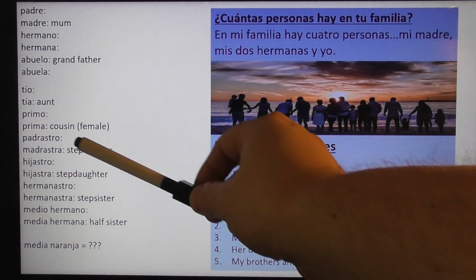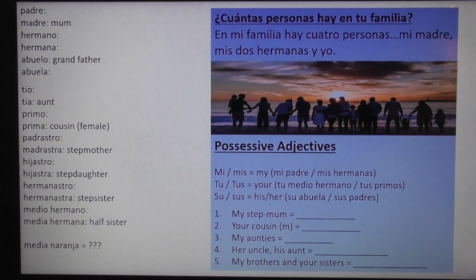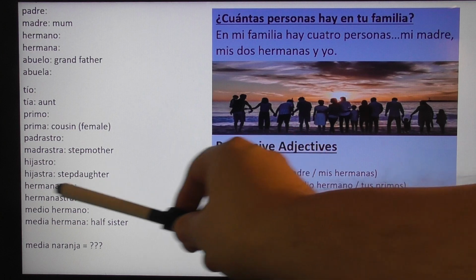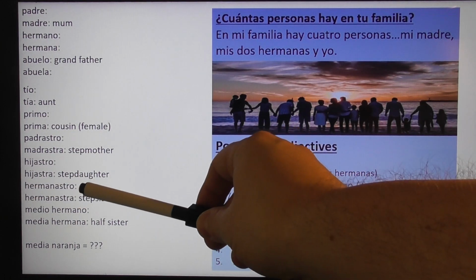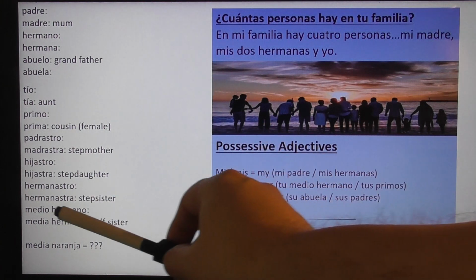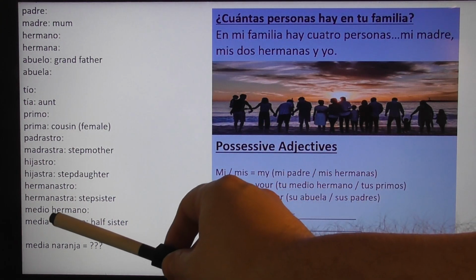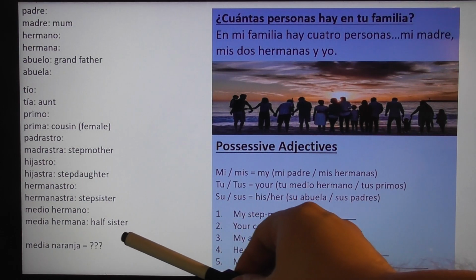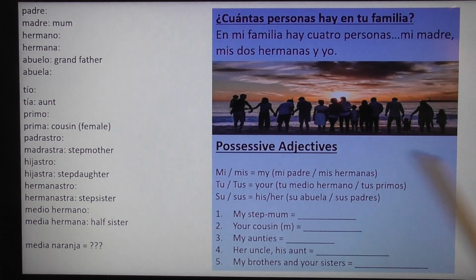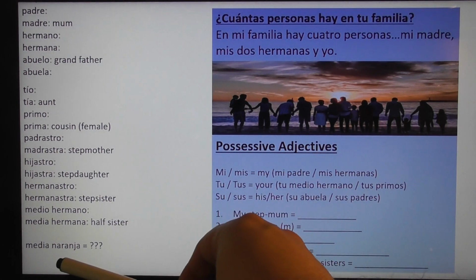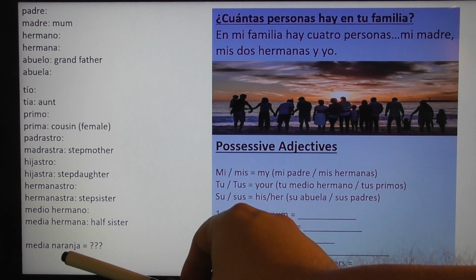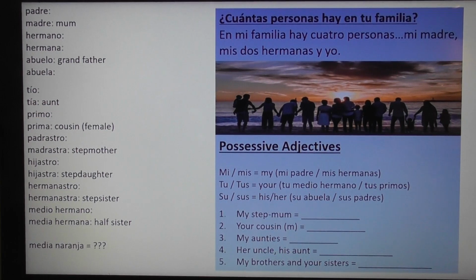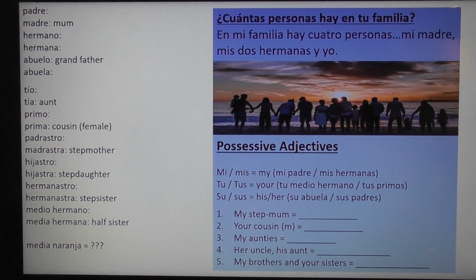Madrastra is a stepmother, so therefore padrastro will be your stepfather. Hijastro will be your stepson, hijastra, stepdaughter. Hermanastro will be your stepbrother. Hermanastra, stepsister. Medio hermano. Medio means half. So media hermana means half sister. Therefore, medio hermano will be your half brother. And this one down here, media naranja. I love this one. Naranja, you know, means an orange. What is a half orange? Well, a half orange is your other half, your partner.